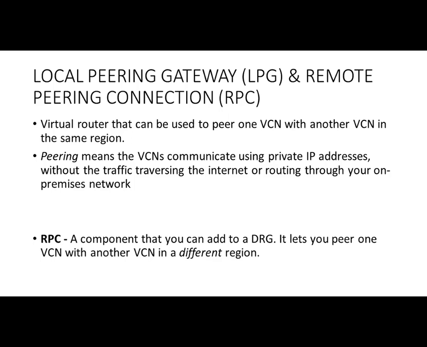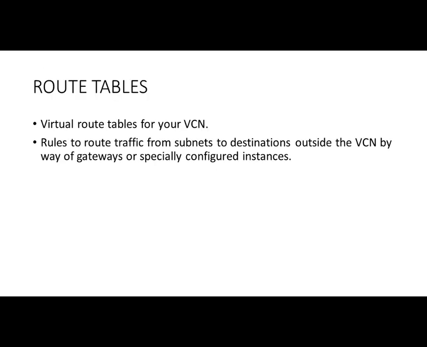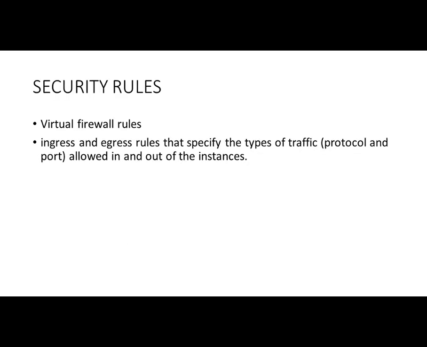So today's topic was to discuss the VCN and the route tables. These are virtual route tables for your VCN. They have rules to route traffic from subnets to destinations outside the VCN by way of gateways or specially configured instances. Your VCN comes with an empty default route table, and you can add custom route tables of your own.